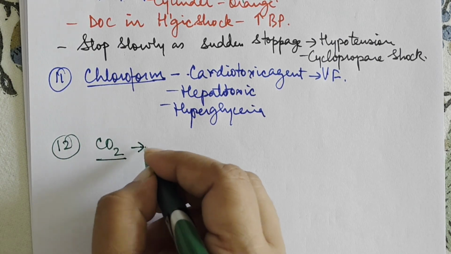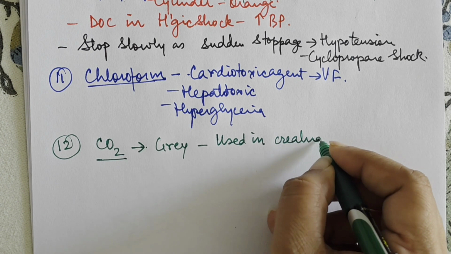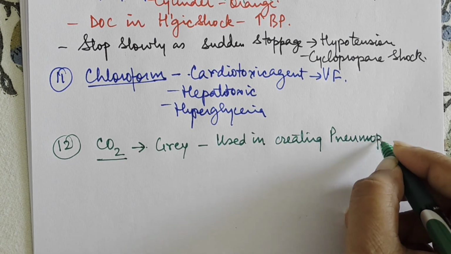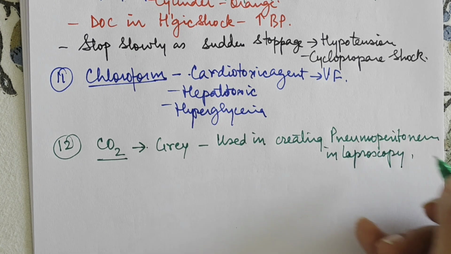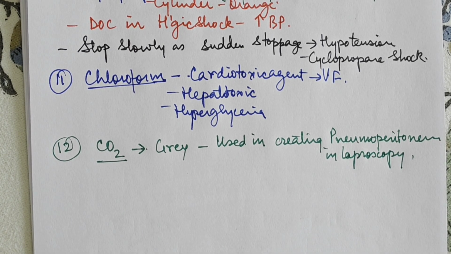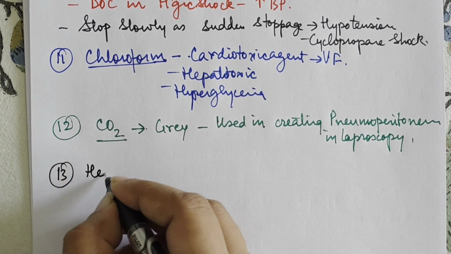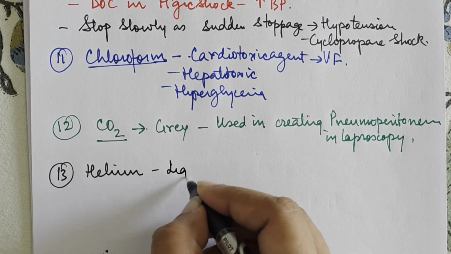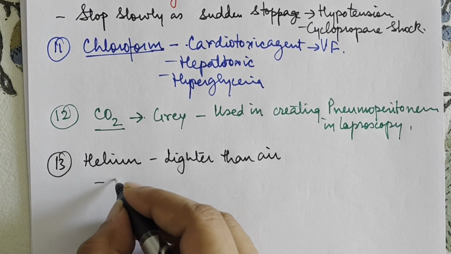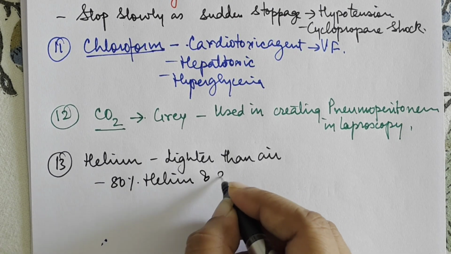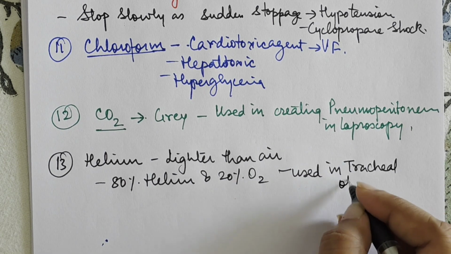One of them is carbon dioxide. Carbon dioxide cylinder is grey in color, and it is used in creating pneumoperitoneum in abdominal laparoscopies. What happens is that gas forms in the abdomen, and it gives a clear view to the surgeon. So it is used to create pneumoperitoneum in laparoscopy. Then next drug we have is helium. Helium is lighter than air, so you'll see that the balloons filled with helium, they rise in the air. Then a mixture of 80% helium and 20% oxygen is used in tracheal obstruction.